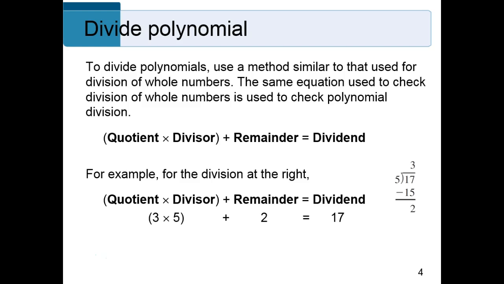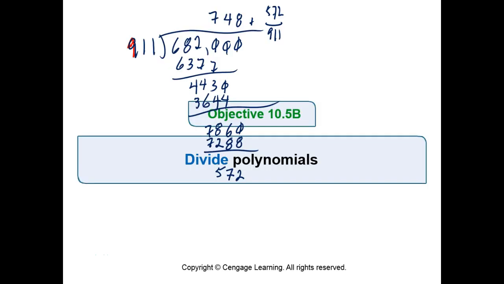To divide polynomials, use a method similar to that used for division of whole numbers, long division. The same equation used to check division of whole numbers is used to check the polynomials. I didn't do that, but we could have. What we could do is multiply 748 times 911. Do that one on a calculator, please. And then add 572 to it, and you should get 682,000. You can try that if you want to. See if you get it. 748 times 911, and then add 572 to it. You get 682,000. Excellent.